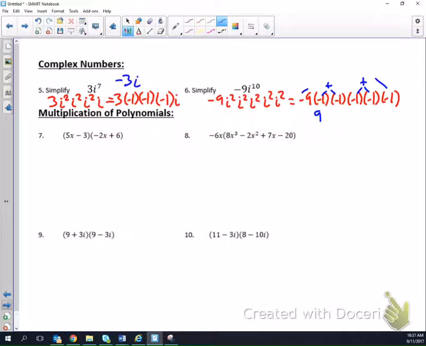Okay, quick way to tell with these is if I've got an even number of negatives, it's going to come out as a positive. If I've got an odd number of negatives, like we had in the first one, then it's going to come out as negative. Okay, in number 6, we had 1, 2, 3, 4, 5, 6 negatives that we were multiplying together. That's an even number of negatives. So it came out as a positive.